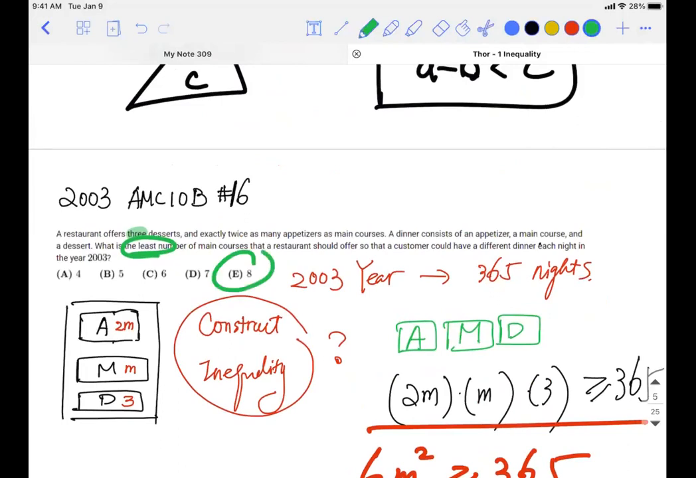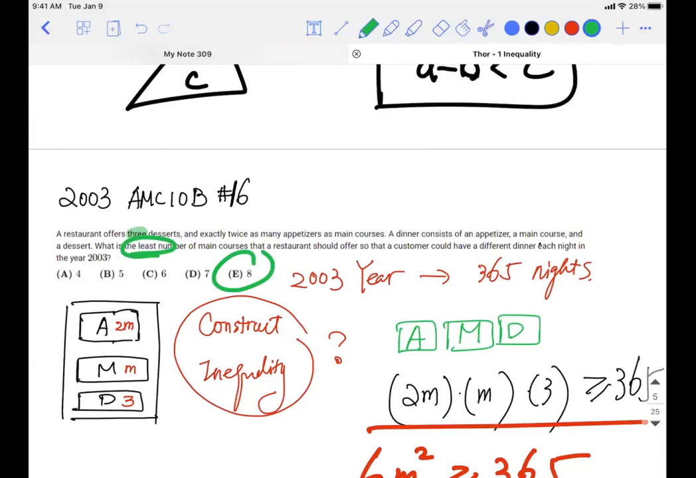Why don't we just, when we already got the formula, 2m times m times 3, you need to be equal or bigger than 365. Why don't we just use all the numbers and see which number will work? Because I usually do that. Like I try all those options and see which one of the options will work. Yeah, it's the same thing.